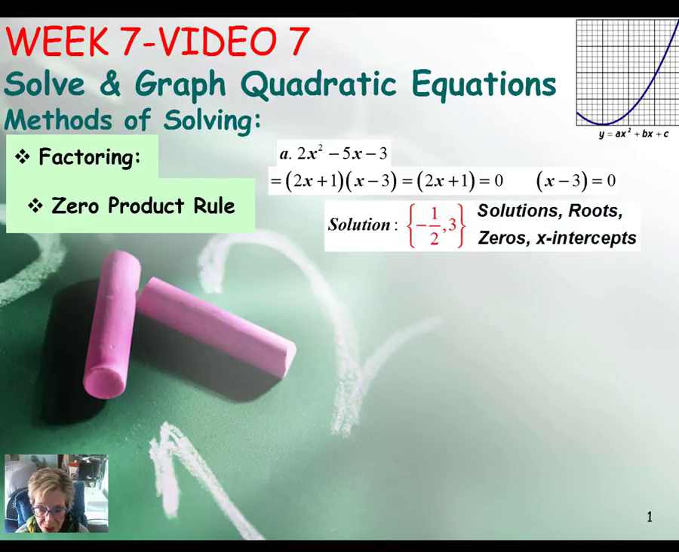And these solutions are roots. We call them solutions, we call them roots, we call them zeros or x-intercepts. And these are actually the points where the parabola would cross the x-axis.